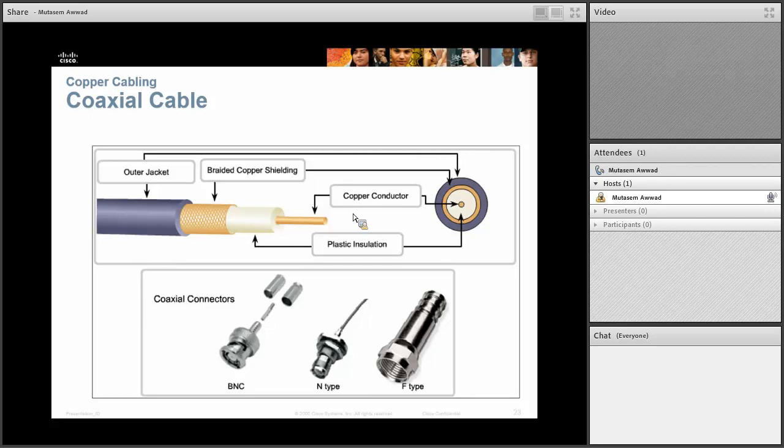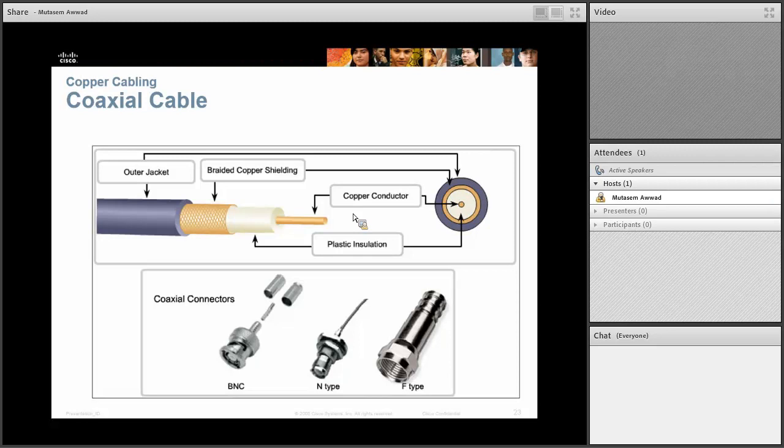It used to be used in networking in 10BASE2 and 10BASE5 networks, but that's no longer really done. Those are legacy Ethernet, and we no longer use them. Some of them can support up to 100 megabits per second, can give you 500 meters in distance, which is not bad, but it's very difficult to work with. And again, we need a lot more bandwidth nowadays than 100 megabits per second.